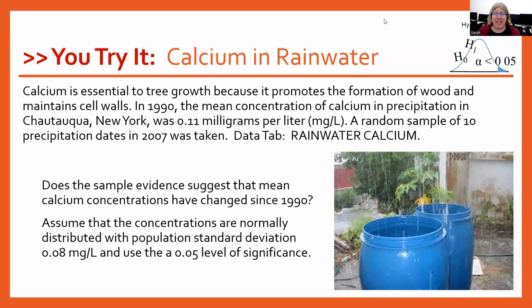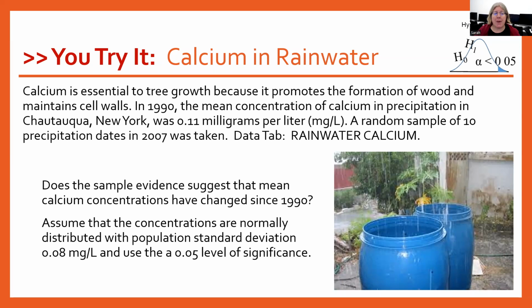This is our last practice problem for the 1 mean Z test. This is called calcium and rainwater. Calcium is essential to tree growth because it promotes the formation of wood and maintains cell walls. In 1990, the mean concentration of calcium in precipitation in this area in New York was 0.11 milligrams per liter.